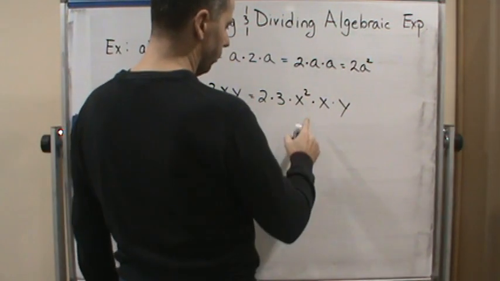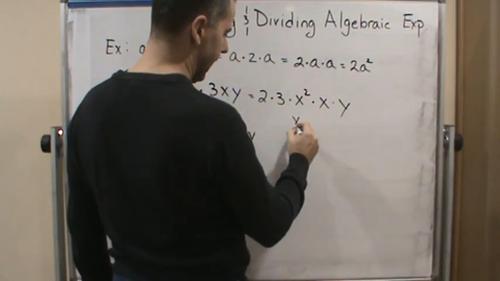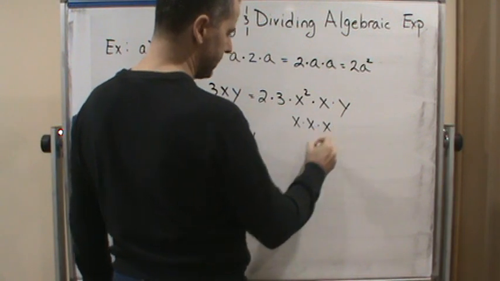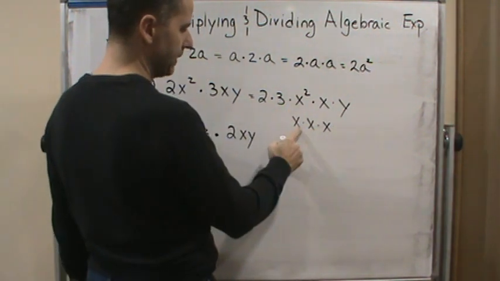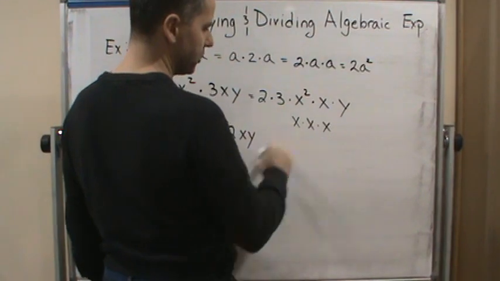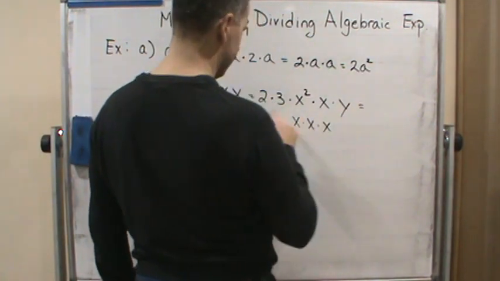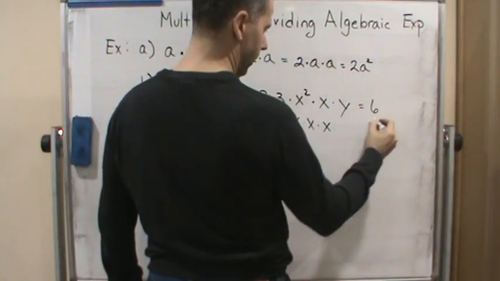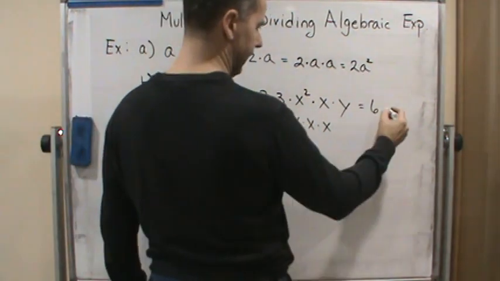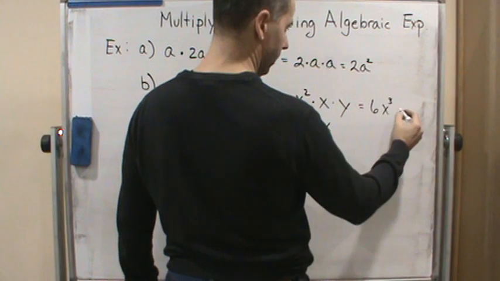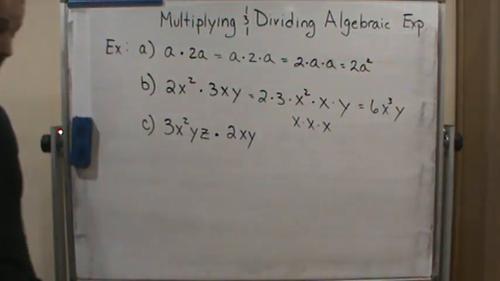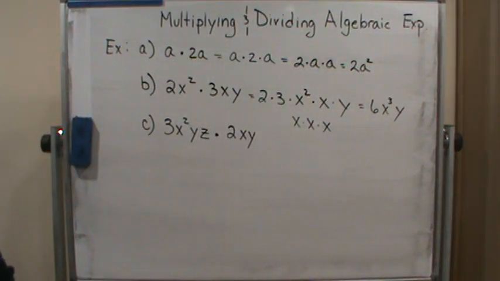Now, remember that x squared is the same as x times x, right? x squared just means x times x. So how many x's do I have? I have 3. So then I can write this as 2 times 3 is 6, and this is going to give me x cubed y. And I'm done. Can't simplify it any further than that.